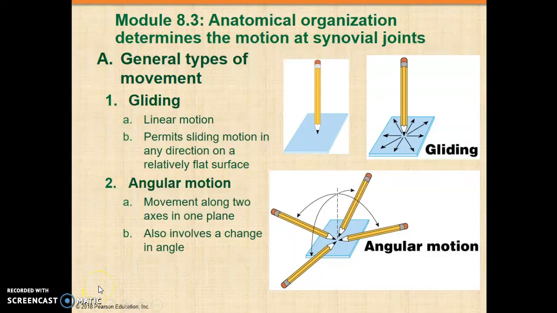As with most things in anatomy, structure determines function. So the structure of these joints determines what functions they can have. We're going to look at some general types of movement, and I do suggest you pay attention to this pencil analogy. A gliding motion permits sliding motion in any direction on a flat surface. Angular motion allows movement along two axes in one plane. And there's also a change of angle.